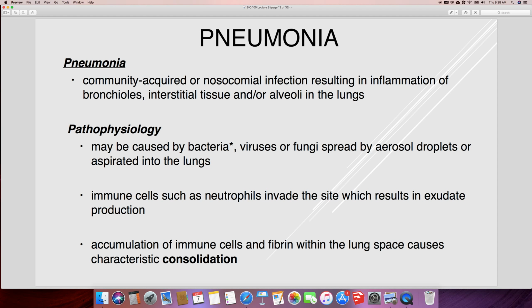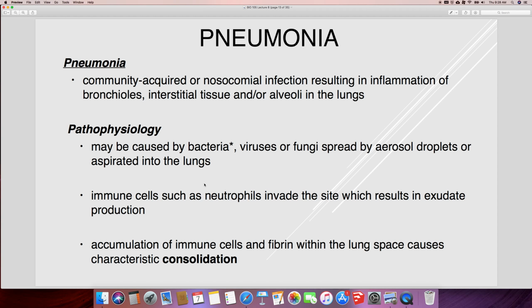But bacteria is really the one most people care about. It's very common, and it can cause a pretty severe disease. It's spread by aerosol droplets, so the aerosol route, but it can also be aspirated into the lungs. Some common bacteria that cause pneumonia: Streptococcus pneumoniae, which about 30% of people are colonized with. Therefore, they may aspirate that into the lungs, and that can kickstart pneumonia.